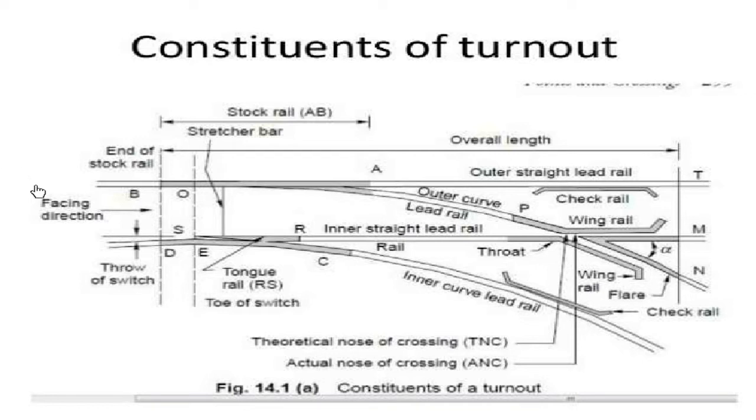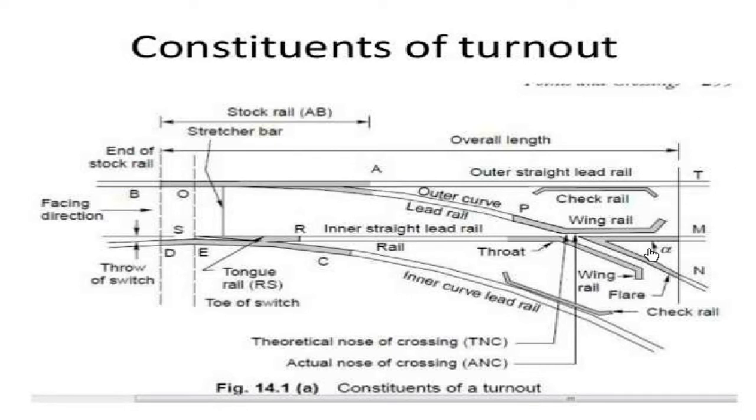So what you can see in the figure is the constituents of a turnout. Turnout is actually a combination of points and crossings. You can see here, this is the point and this is the crossing. Okay, you have understood all the terms by going through the video in the last class. So a combination of points and crossings is the turnout.